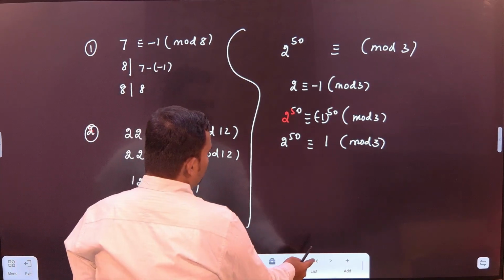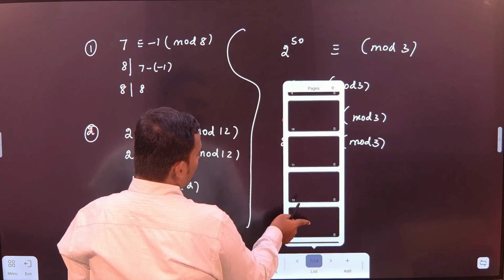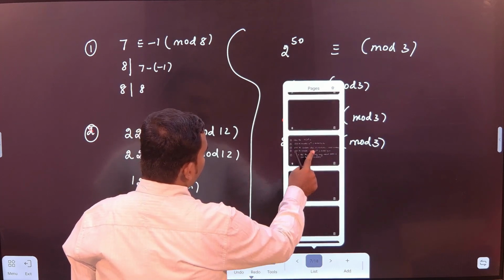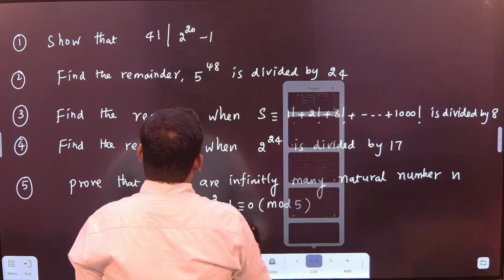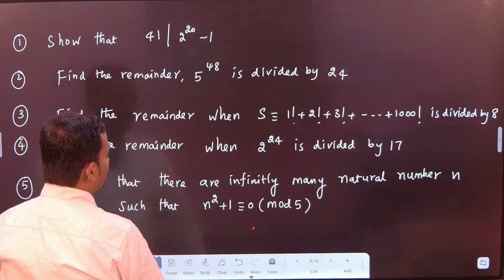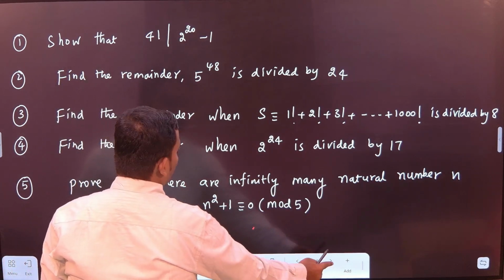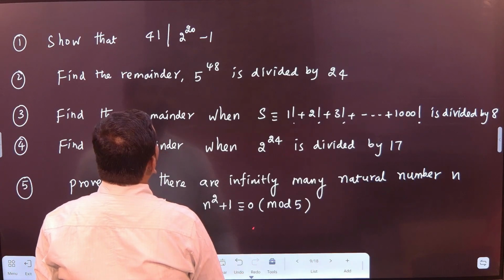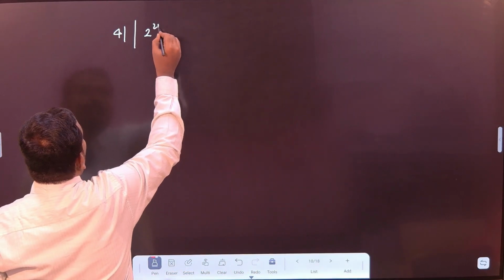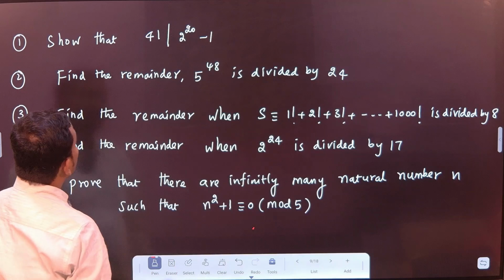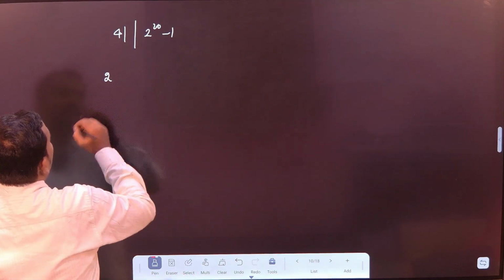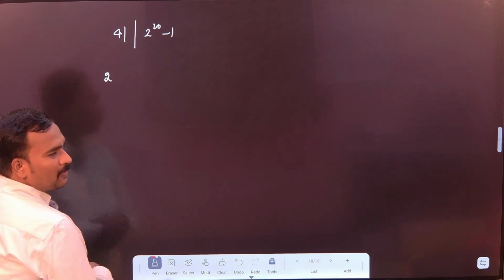Let's do more questions. You can see this question here: show that 41 divides 2 power 20 minus 1. Show that 41 divides 2 power 20 minus 1. How to check this? Show that 2 power 20 minus 1 is divisible by 41.